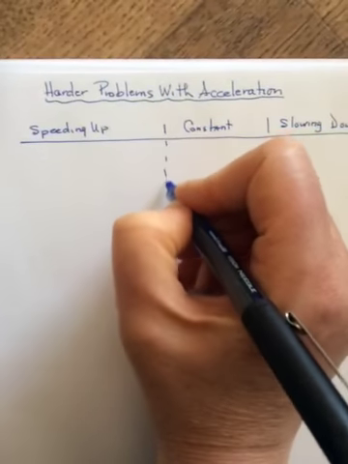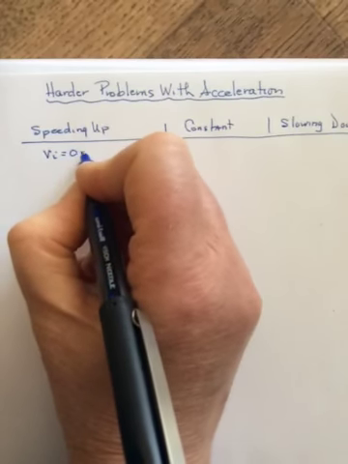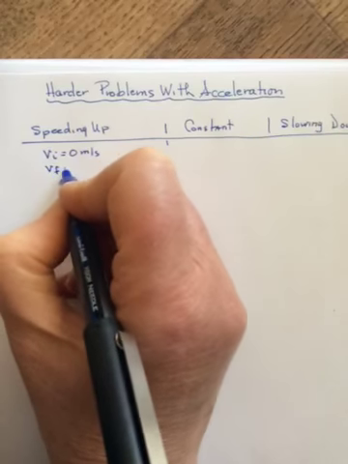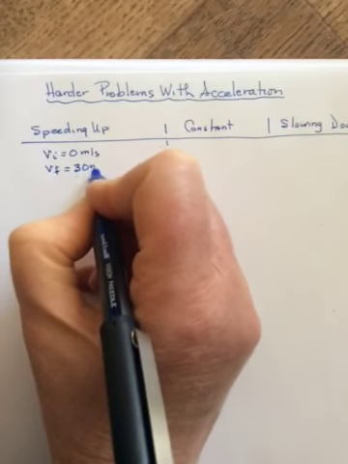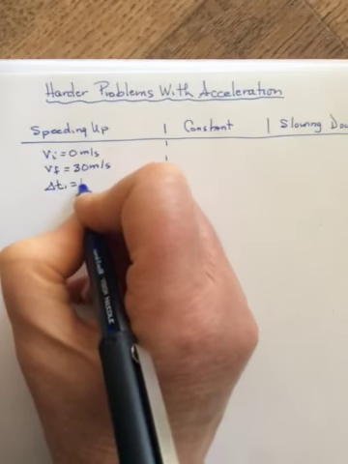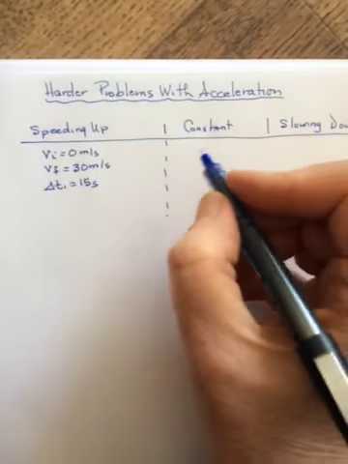So in part 1, it says the train starts from rest. So VI is 0. Accelerates to a speed of 30 meters per second. So VF is 30 meters per second in 15 seconds. Delta T1 is 15 seconds.